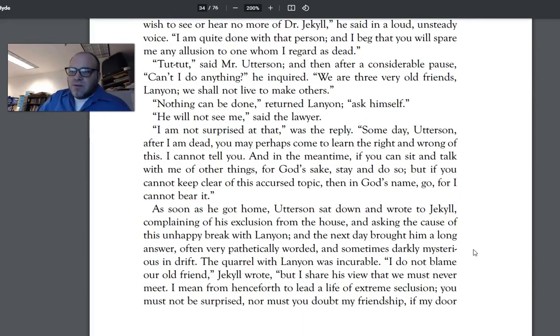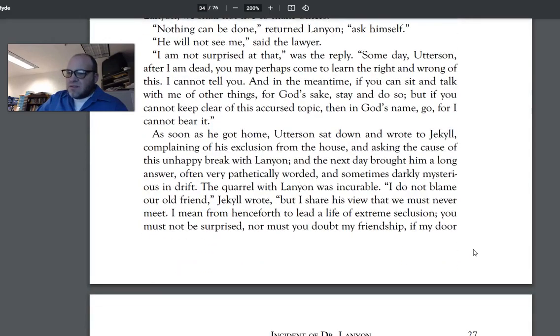So something between Utterson or Lanyon and Jekyll has taken place, and it's kind of a big deal. As soon as he got home, Utterson sat down and wrote to Jekyll, complaining of his exclusion from the house, and asking the cause of this unhappy break with Lanyon, and the next day brought him a long answer, often very pathetically worded, and sometimes darkly mysterious in drift.